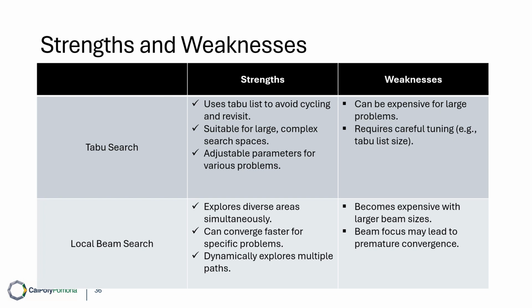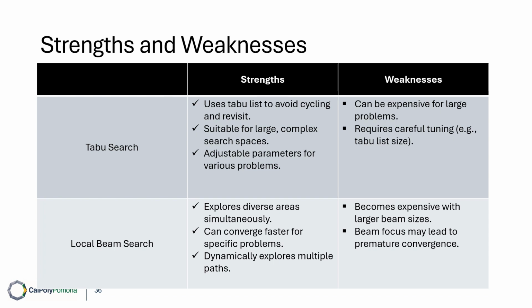For local beam search, looking at its strengths, its ability to explore multiple areas of the solution space simultaneously is a standout feature. This diversity allows it to converge faster for specific problems by dynamically exploring multiple paths. For example, in the traveling salesman problem, local beam search can examine several routes at once, making it less likely to get trapped in a local optimum.